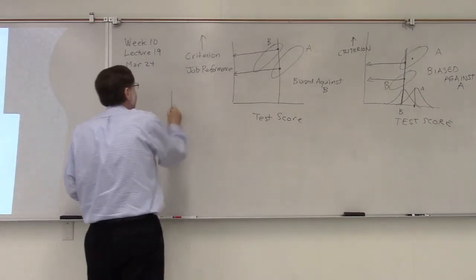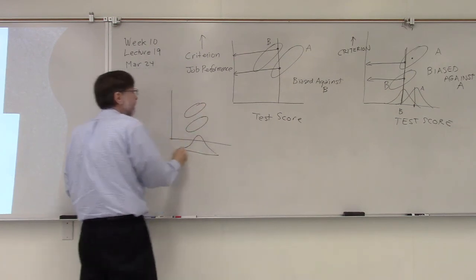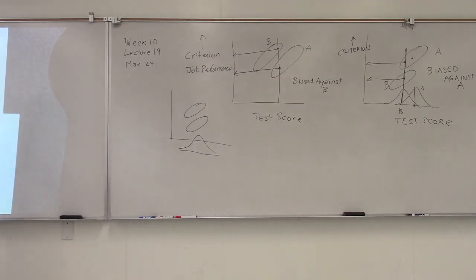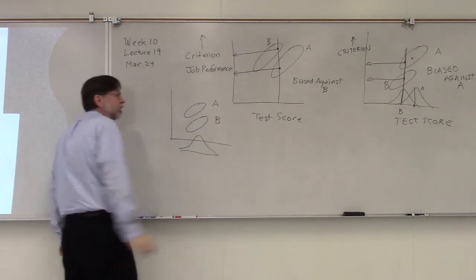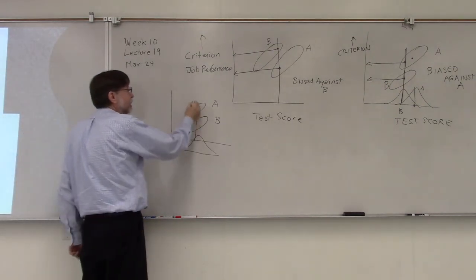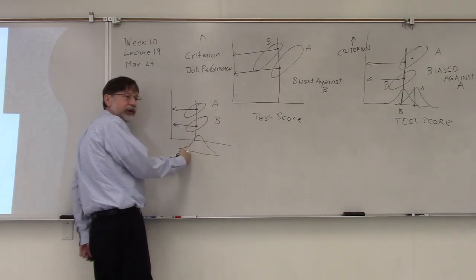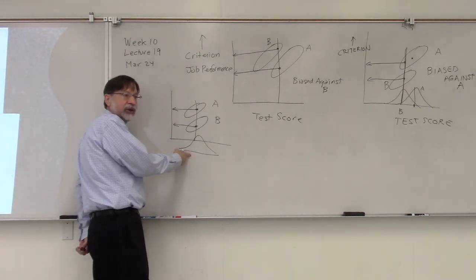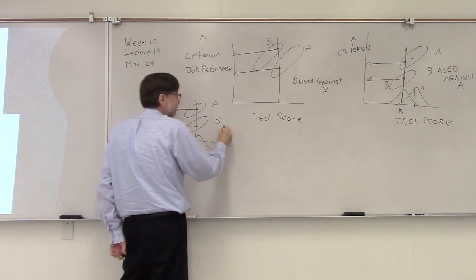How about this kind of situation? This one should be easy. The two groups do equally well on the test. Is this one fair or unfair? So this is group A and this is group B right here. Is this a fair test or not? Both groups do equally well on the test. But for the same test score, members of group A are doing better than B. This one's biased against A, even though if all you did is look at the test scores, you'd say, oh, both groups are doing equally well on the test. But they're not doing equally well on the criterion. So this one's biased against A.